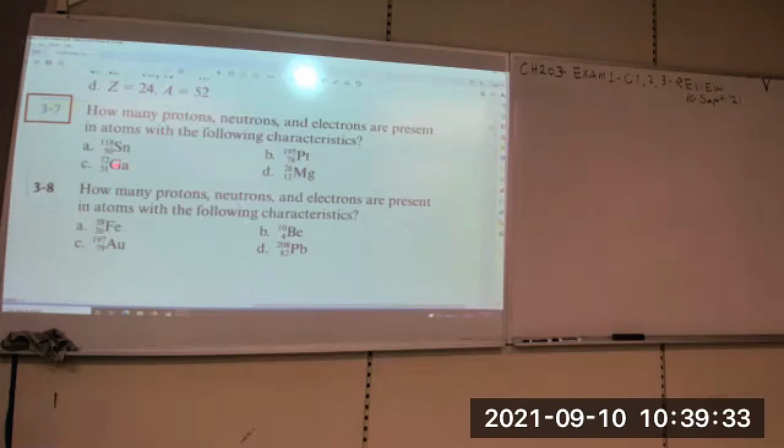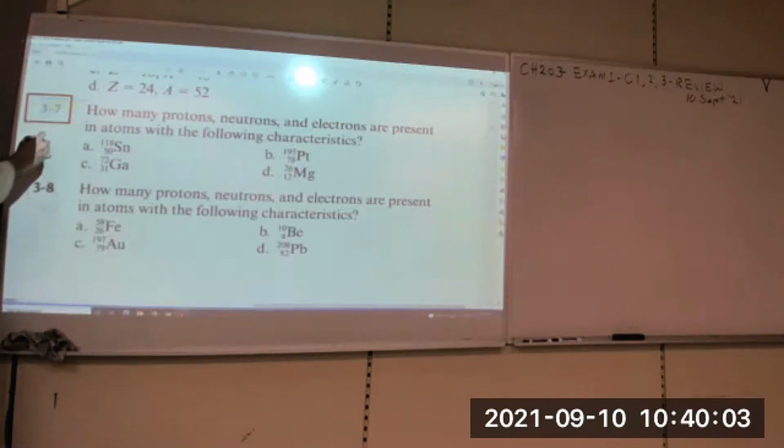Let's see, that's gallium, that's magnesium. How about this one? That one might be wrong, but is that one plutonium? Plutonium is Pu. Oh, yeah. This one's next best thing to gold. Platinum. Yeah, there you go. Platinum. Okay, so how many protons, neutrons, and electrons are in each one of these?